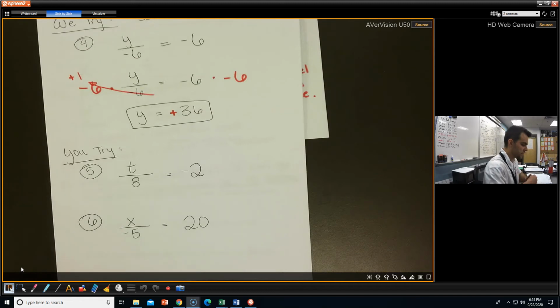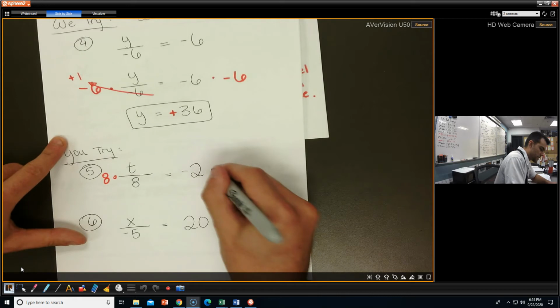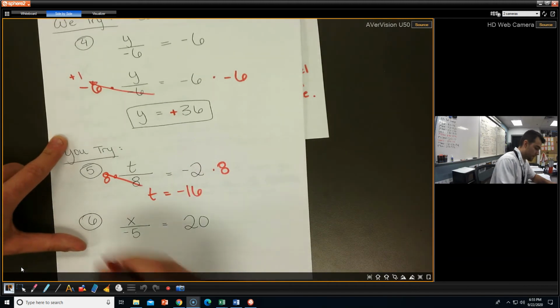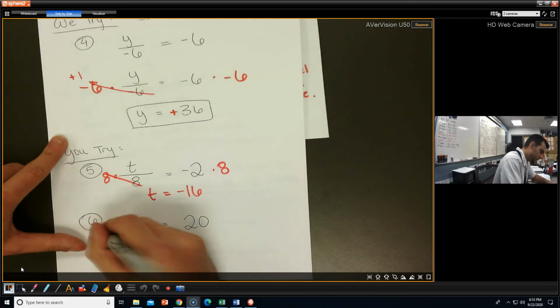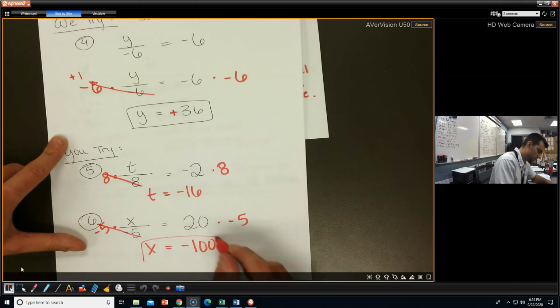Let's see how we do this. All right, opposite of dividing by 8 is multiplying by 8. I do that to both sides. They cancel out, so I get t equals negative 2 times 8, which is negative 16. Same thing here, right? Now, opposite of dividing by negative 5 is multiplying by negative 5. Do it to both sides. These cancel on the left. I'm left with x equals 20 times negative 5. That is negative 100, a positive times a negative. There we go.